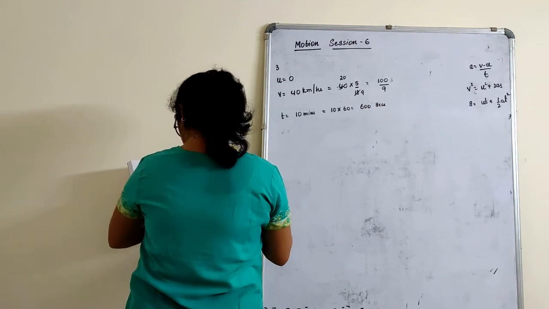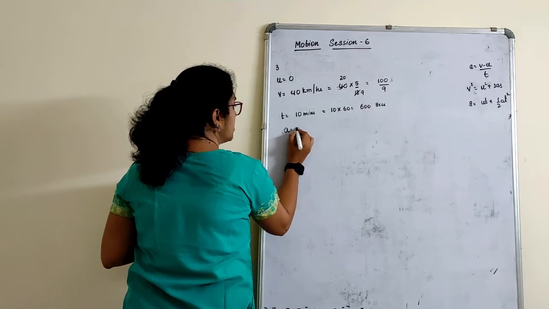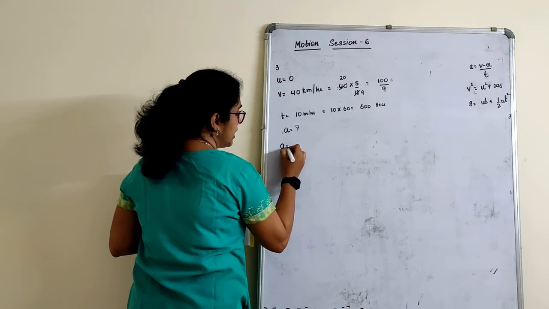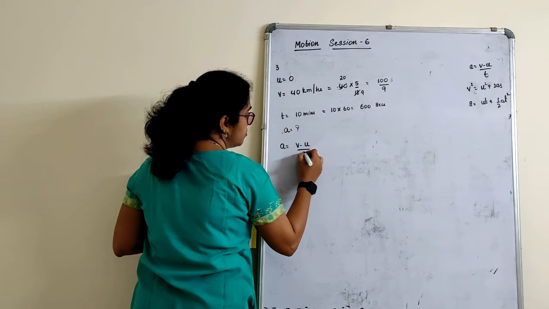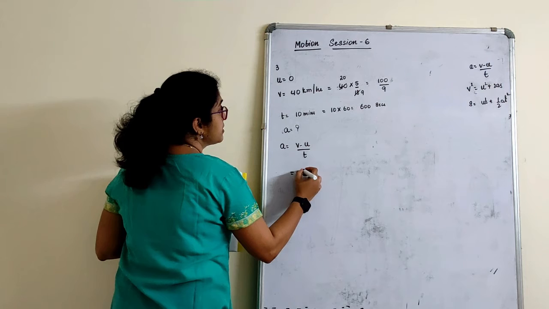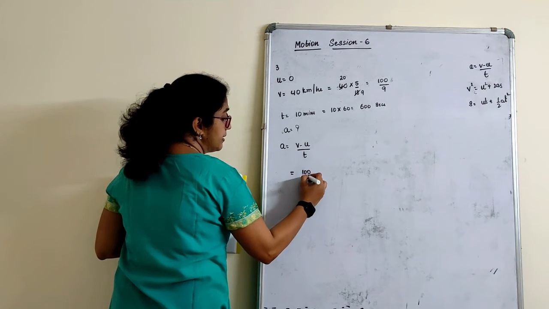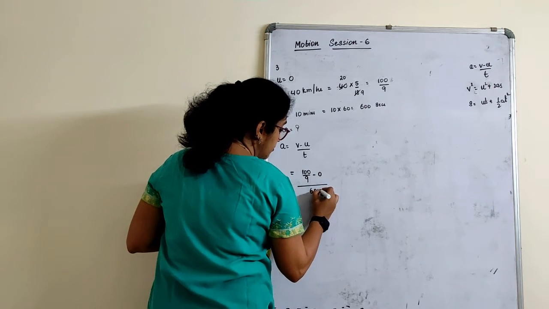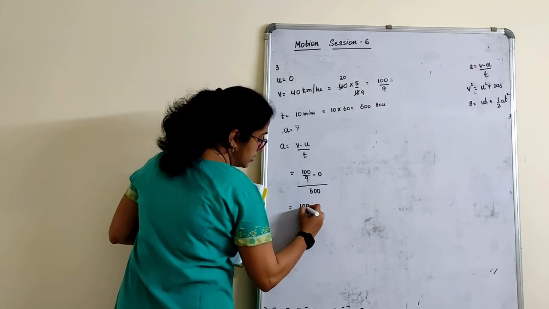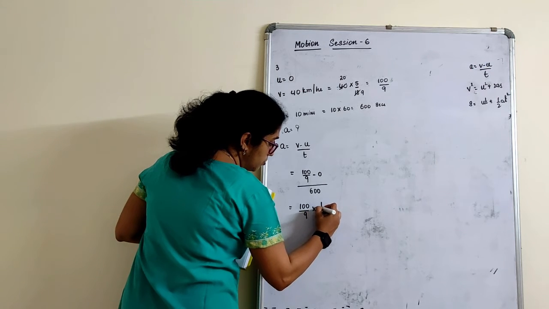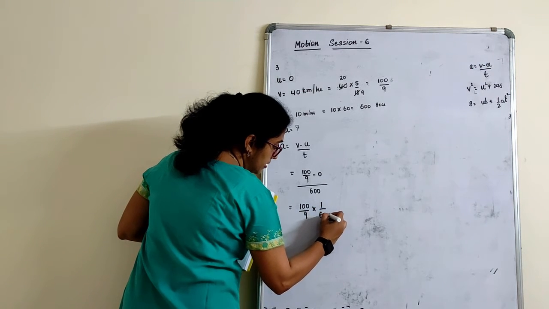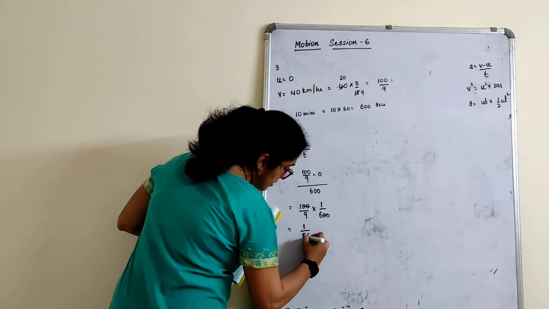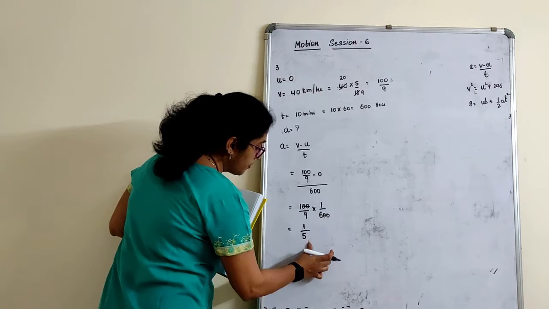What we have to find? Find the acceleration. Again the same. V, U, T. A is to be found out. A is equal to V minus U by T. So V is how much? 100 by 9 minus 0 divided by 600. So this is 100 by 9 into 1 by 600, cancel the 0s. So this is 1 by 9 6s are 54, sorry, 54.